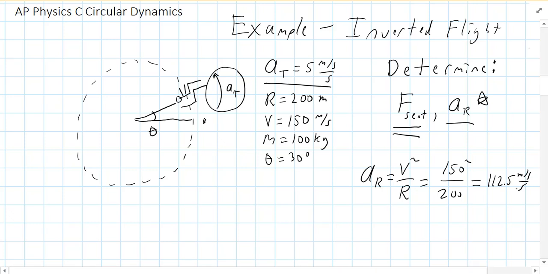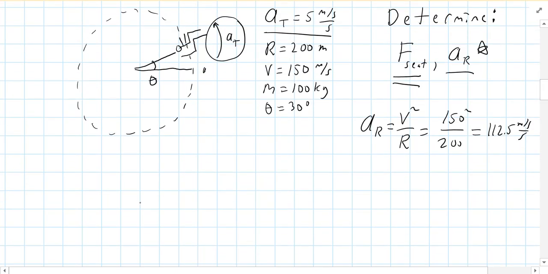Now, the force of the seat part, this is the part that's a little hard. We're going to start with the FBD of the pilot. So here's the pilot. What forces act on her? Well, she's on Earth, so the force of gravity is going to act down. I'll just label that mg right away. And then the seat is going to push on her.